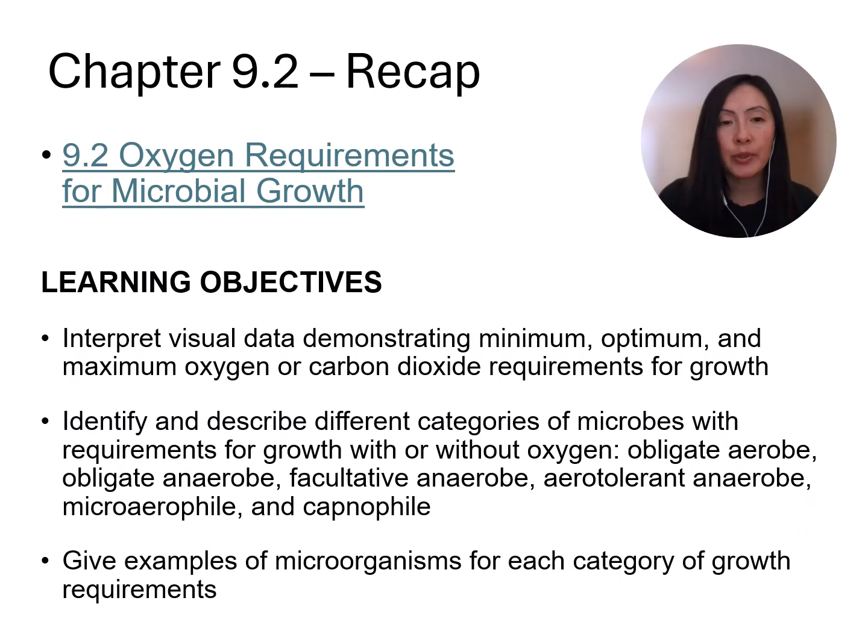All right, let's recap 9.2. How do we interpret visual data demonstrating oxygen and CO2 requirements? We can use a thioglycolate tube or something similar where oxygen is highest at the top and lowest or no oxygen at the bottom, because microbes are going to grow best where their optimum CO2 or O2 level occurs.